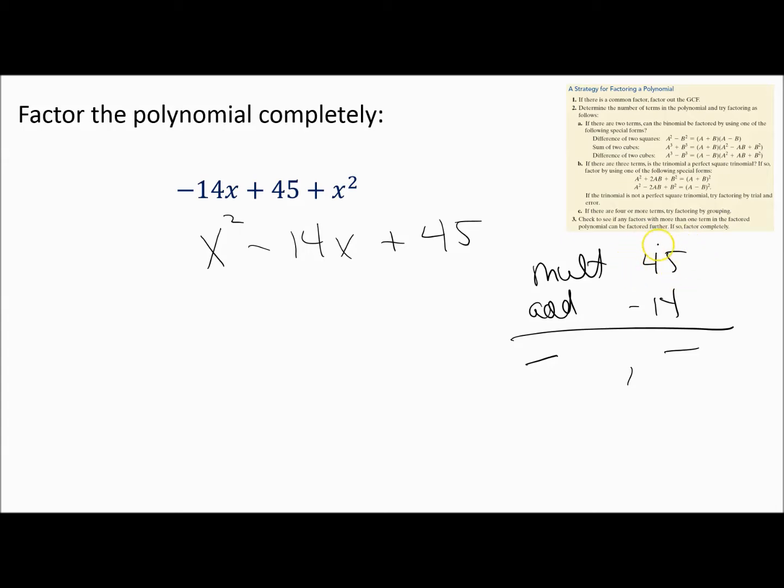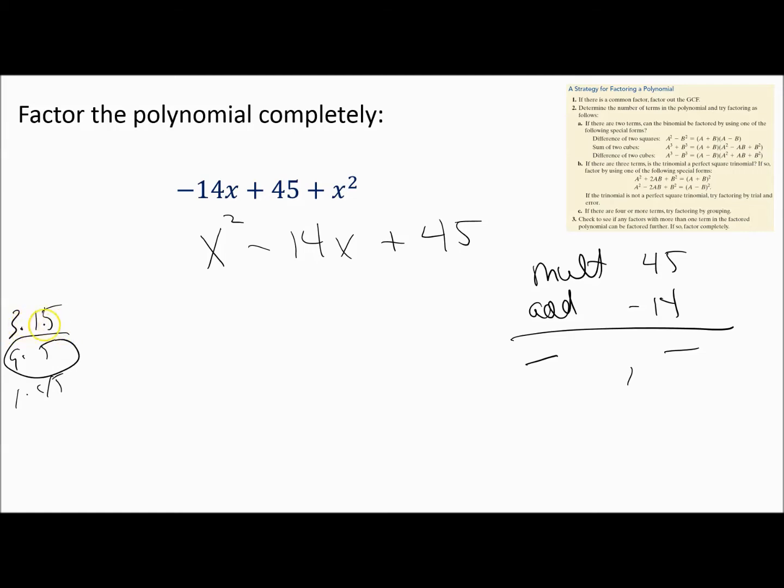Now, again, 45, there's lots of factors that give me 45. Like, I'm going to go over here to the left. 3 times 15 gives me 45, right? 9 times 5 gives me 45. 1 times 45 gives me 45. And there's probably more. Let's see. Or maybe not. But if they're both negative and they add to be -14, then this is the winner, right?